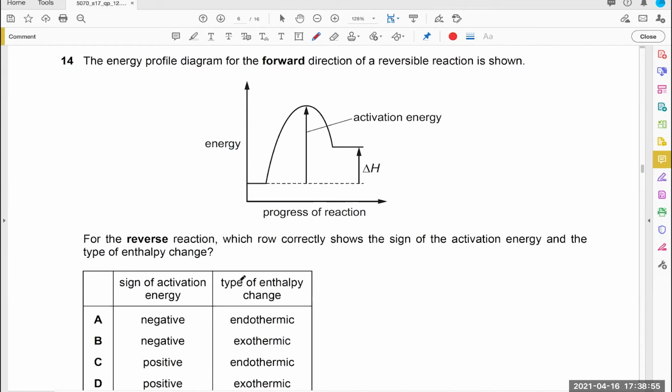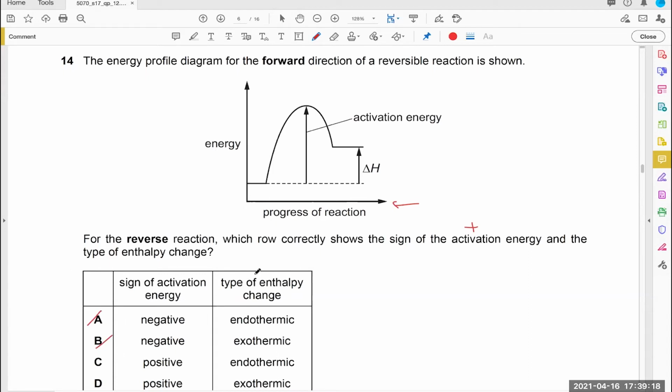The energy profile diagram for the forward reaction of a reversible reaction is shown. Okay. For the reverse reaction, it means we have to look at it from here. Which row correctly shows the sign of activation energy? The sign of activation energy, no matter what kind of reaction it is, is always positive because energy has to be given in for any reaction to happen. Okay, so A and B are canceled right there.